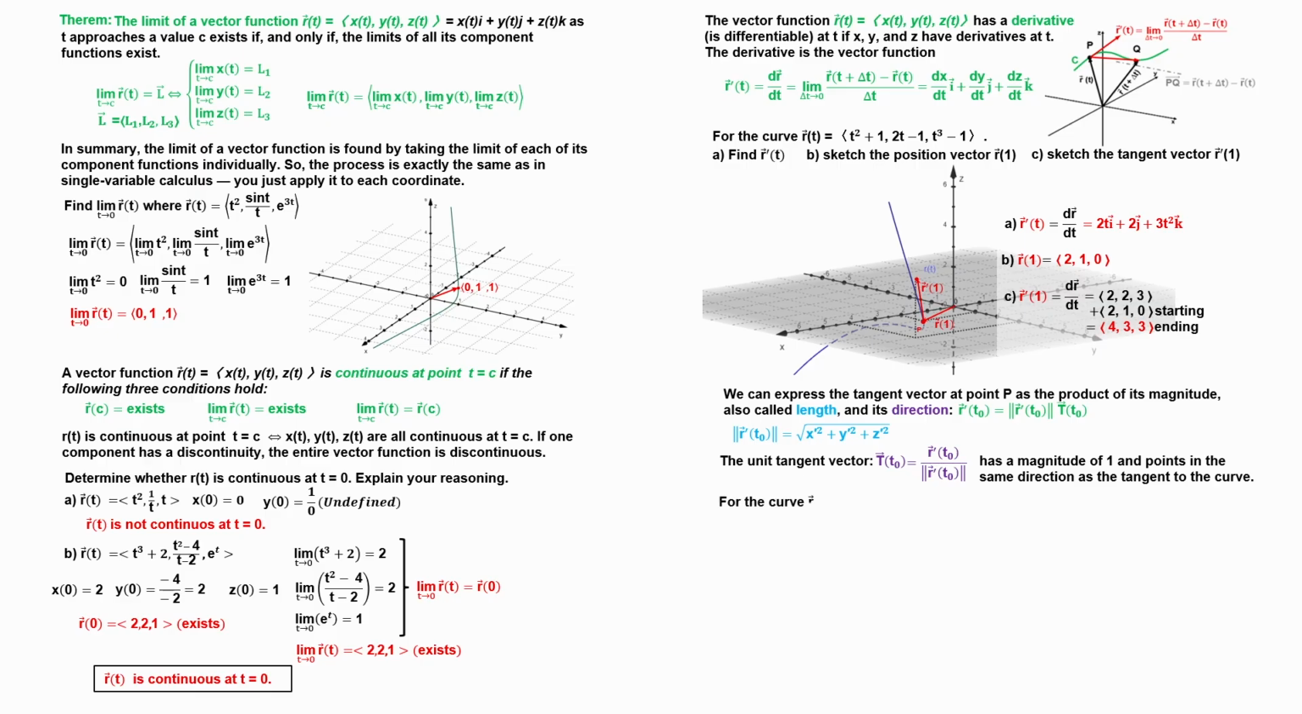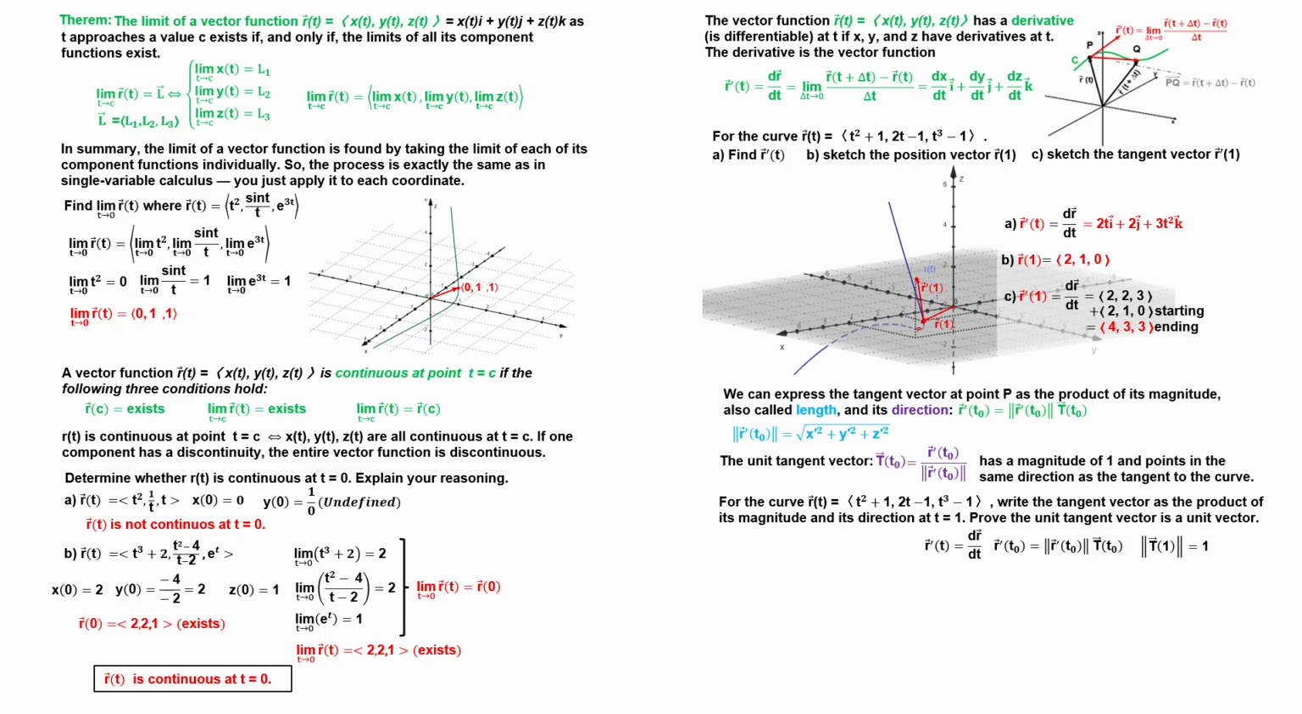For the vector function, write the tangent vector as the product of its magnitude and its direction at t equals 1. Prove the unit tangent vector is a unit vector. This problem requires 3 main steps. Step 1. Find the tangent vector at t equals 1. Step 2. Express the tangent vector as the product of its magnitude and direction. And step 3. Prove whether the tangent vector is a unit vector.